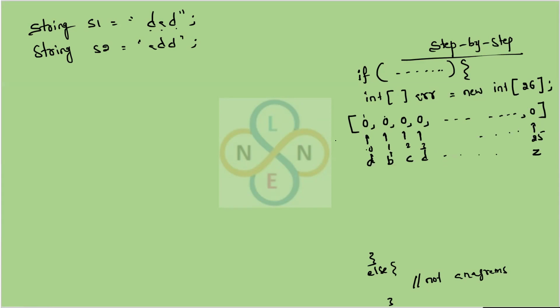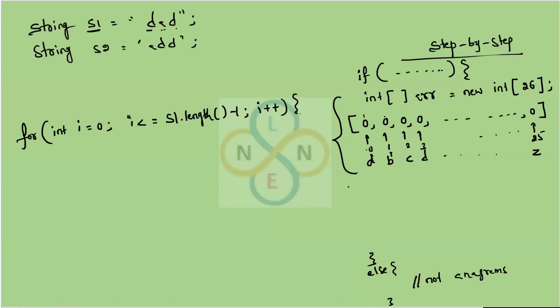So with the help of this array, now what are we going to do? After considering this, inside the if only, I am writing one for loop. This for loop will iterate over all the characters of S1, index based, starting from 0: int i equal to 0, then i should be less than the length of the entire S1. S1 is a string, therefore it's the length method, not the length property. Then i plus plus, for each and every character of the string.